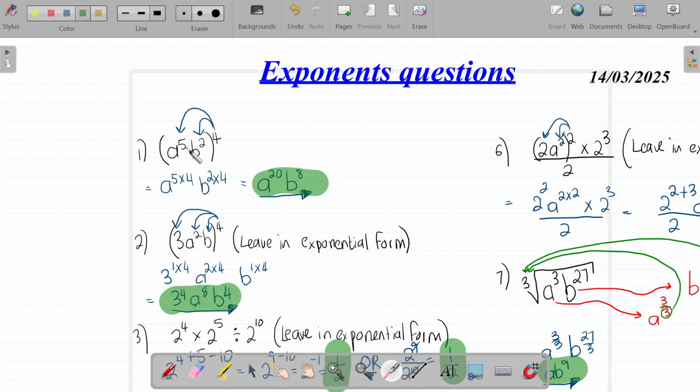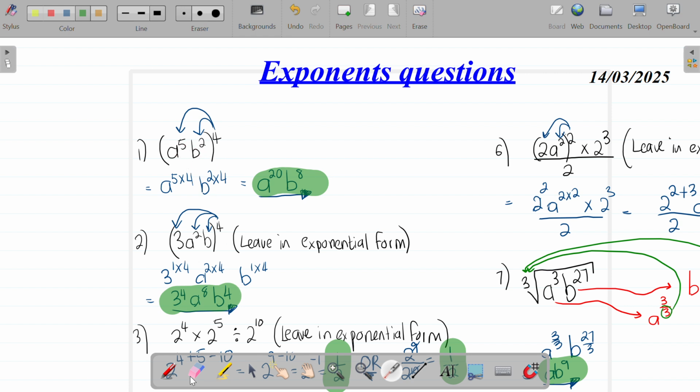Right, guys. So let's have a look at question one. We have a bracket, a to the 5, b to the 2, close bracket, raised to the power 4. Now remember, when we have an exponent on the outside of the bracket, it affects everything. So that includes the a to the 5 and the b to the 2. The power 4 will affect everything inside of the bracket, so it's going to affect this and this.